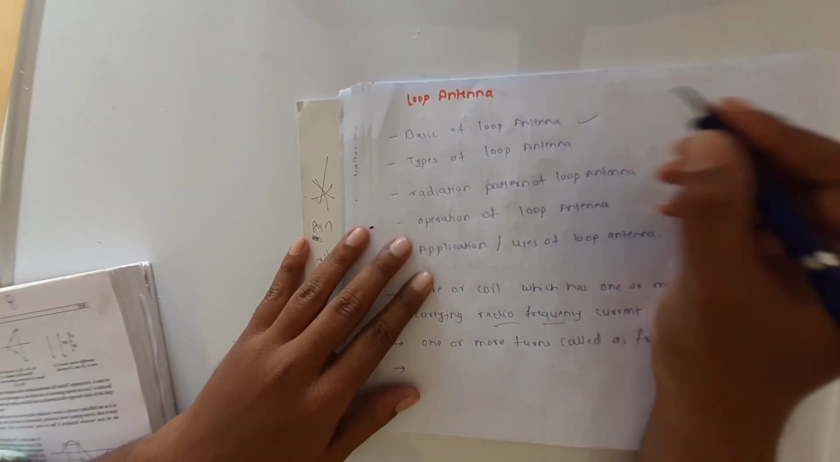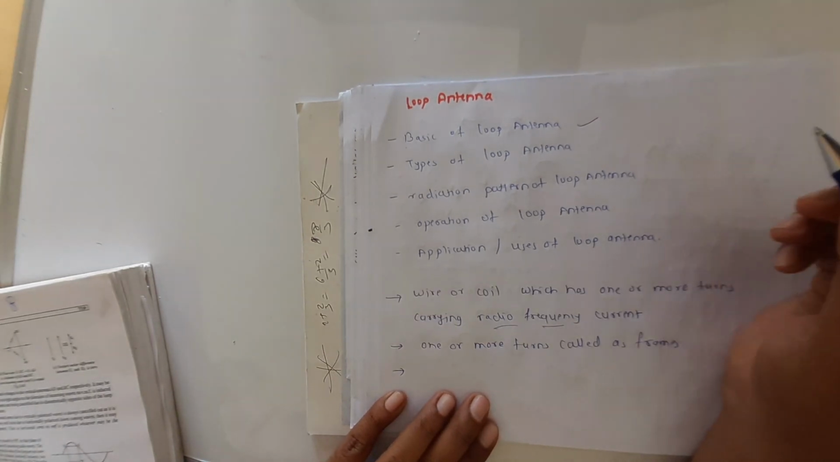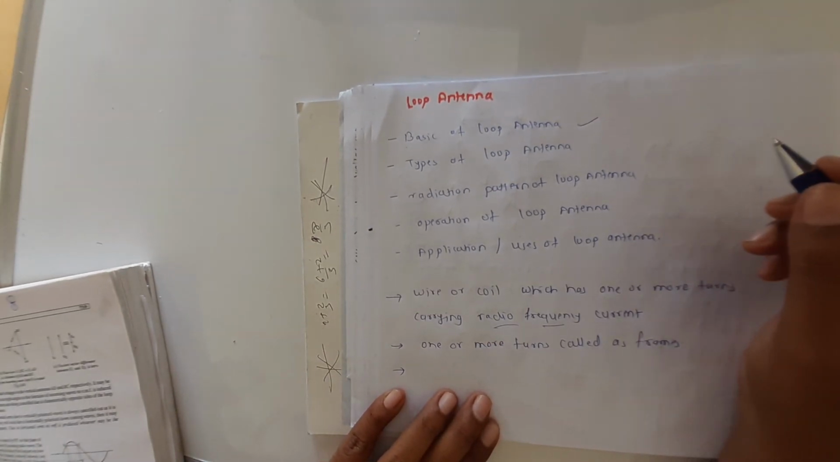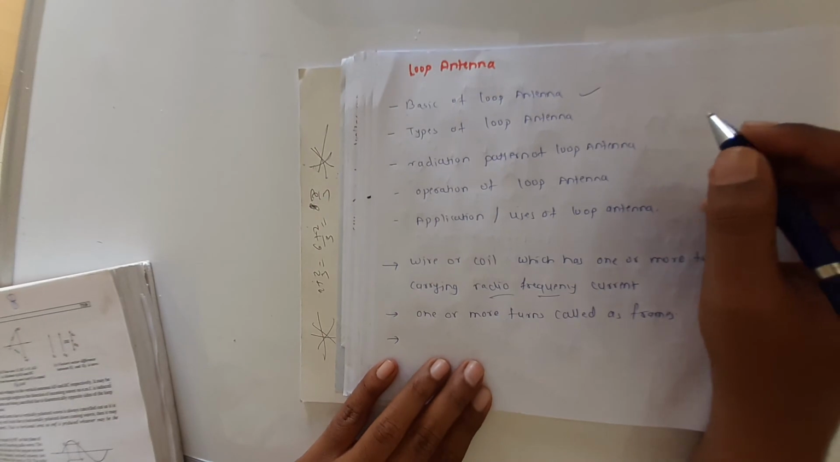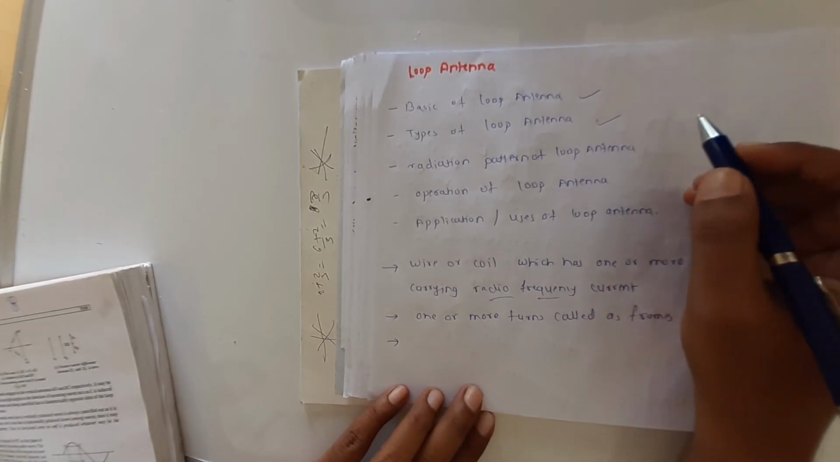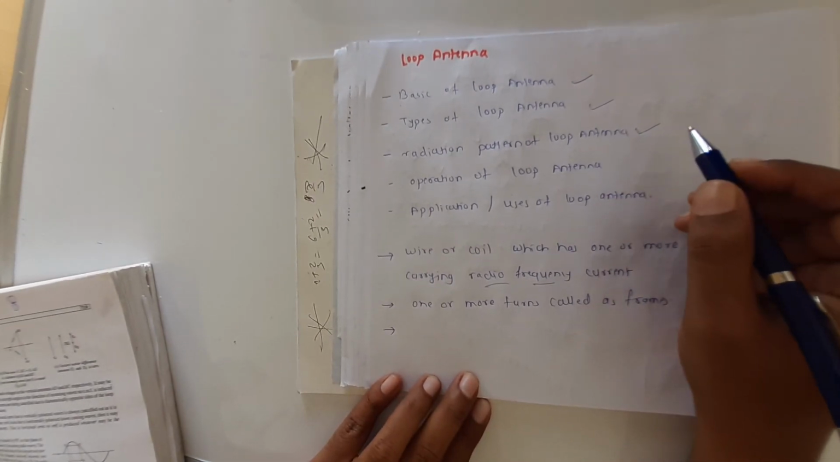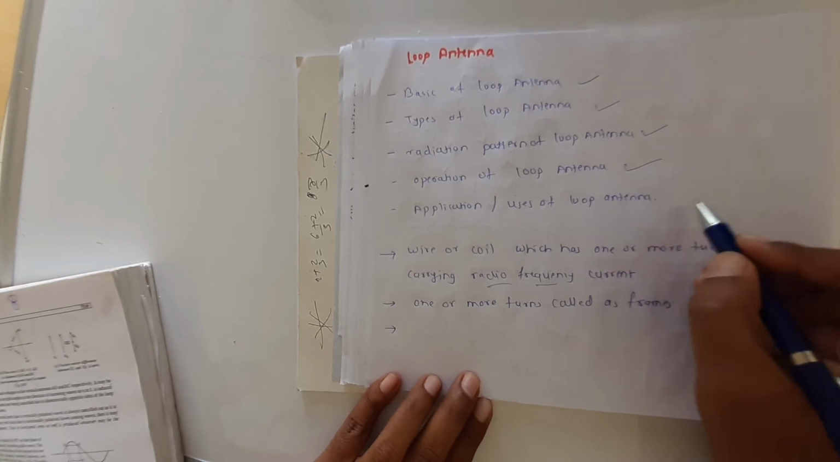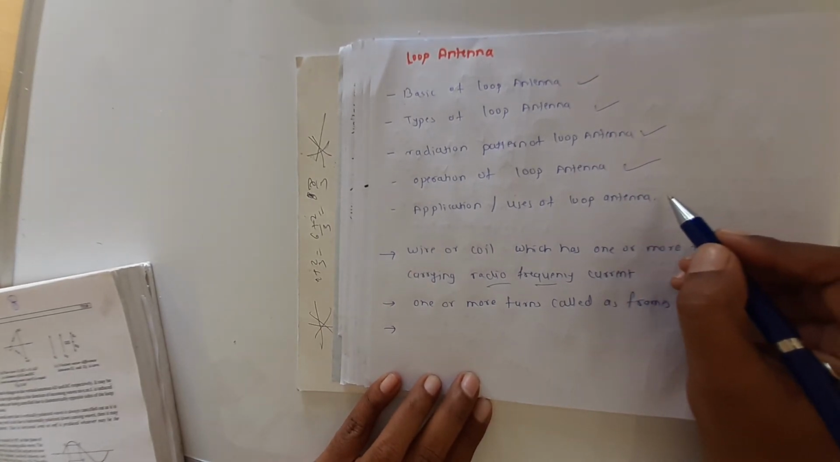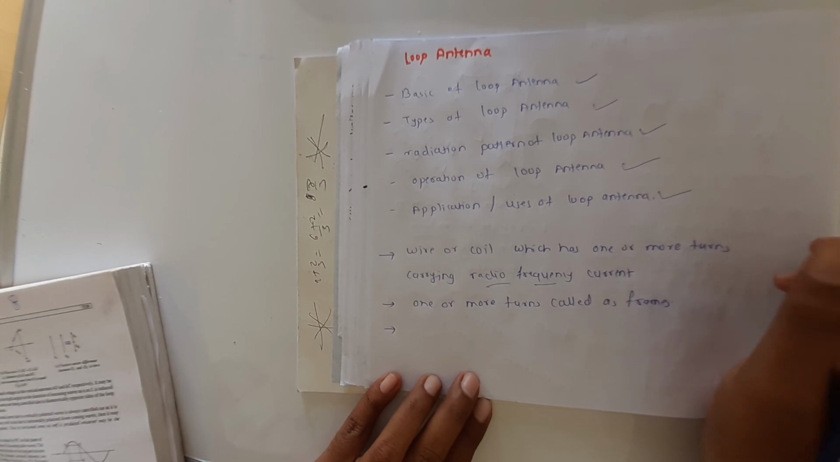So today we saw what is a loop antenna. Basics of loop antenna: it is a wire or coil which has one or more turns and carries the radio frequency current. Then types of loop antenna, radiation pattern of loop antenna, operation of loop antenna, and application and use of loop antenna.